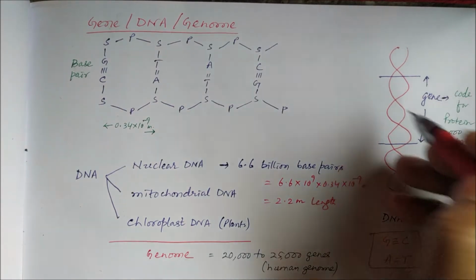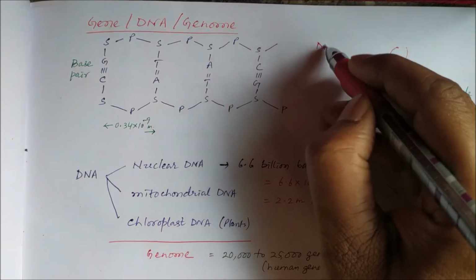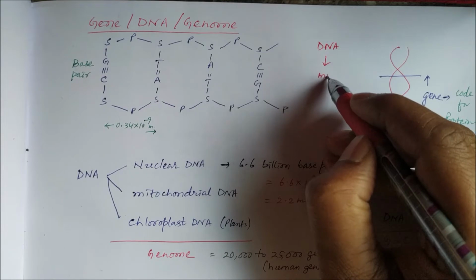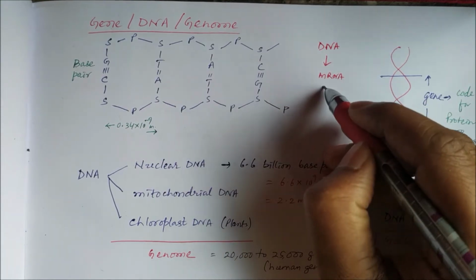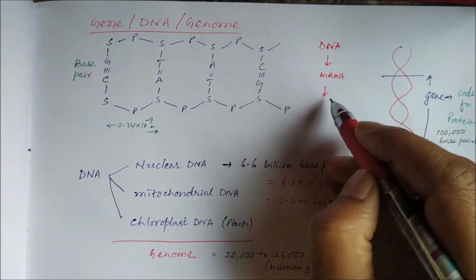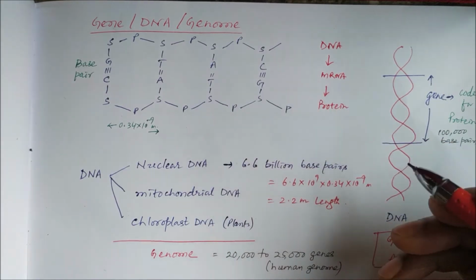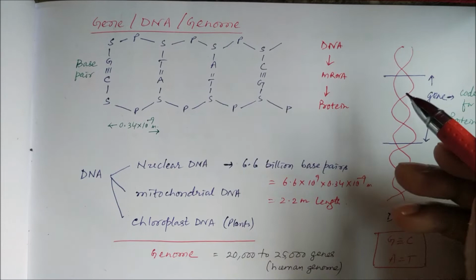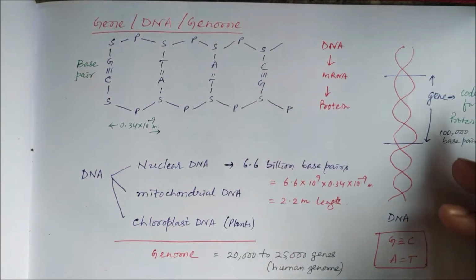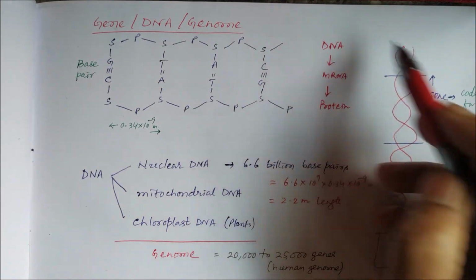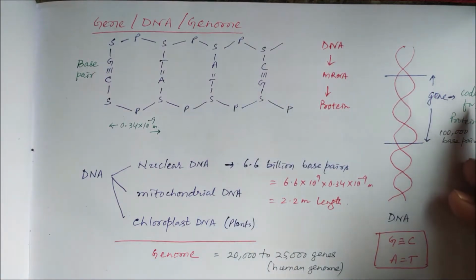So as I said, from DNA we know messenger RNA will be synthesized, then from messenger RNA, in presence of a transfer RNA, we will get these proteins. So a gene codes for a protein. So a gene is nothing but a part of DNA which can code for a protein.